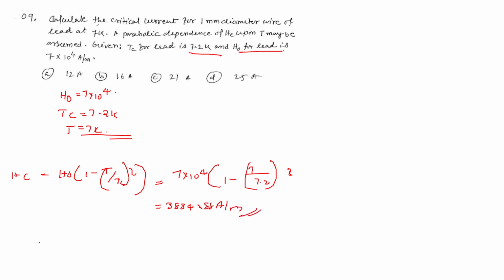Okay, now the critical current IC value will be 2 pi r into Hc. So it will be 2 into pi into r, which is 10 to the power minus 3 divided by 2, into 3834.88. So you'll get the answer 12 ampere. Okay, so option 4 will be the answer here, the fourth one.